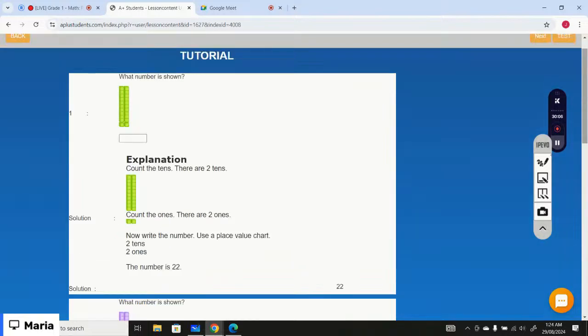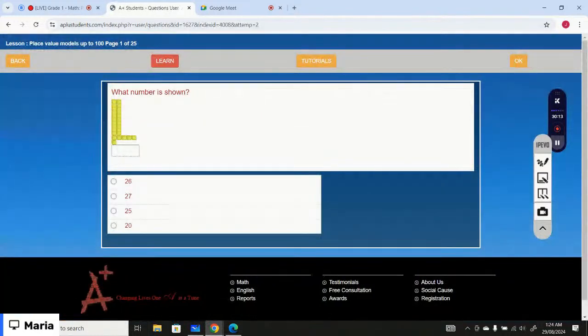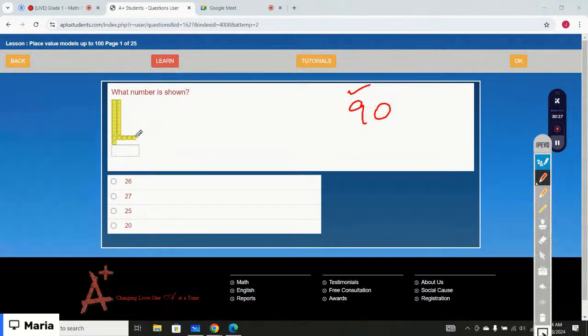Let's start with the test questions. What number is shown? So which is the correct option? Okay, you are given two lines that represent tens, and you are given some single squares. One, two, three, four, five, six. These two lines represent two tens, and you have six ones. These squares represent ones, right? So which digits do they make?